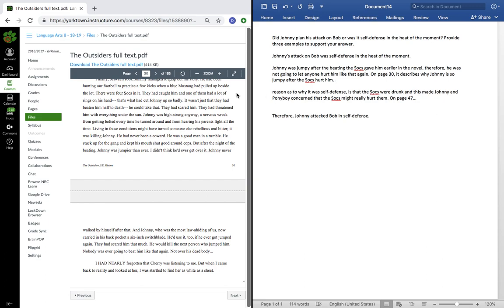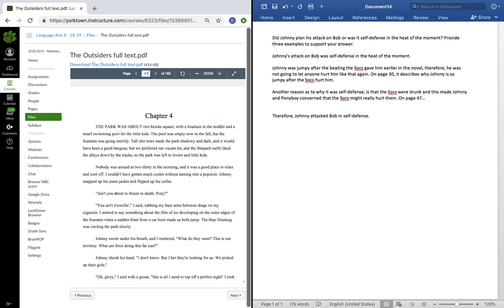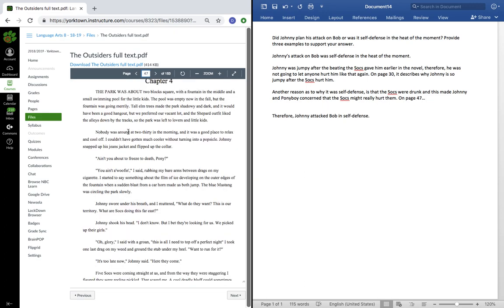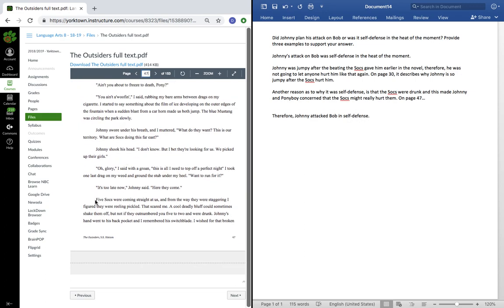We can then go over to page 47. So let me go over to page 47 here. And on page 47, it talks about how the Socs are drunk as they are coming up to them. Down here it says, 5 Socs were coming straight at us, and from the way they were staggering, I figured they were reeling pickled. That scared me. A cool, deadly bluff could sometimes shake them off, but not if they outnumbered you 5-2 and were drunk.